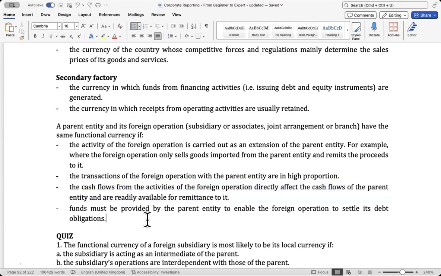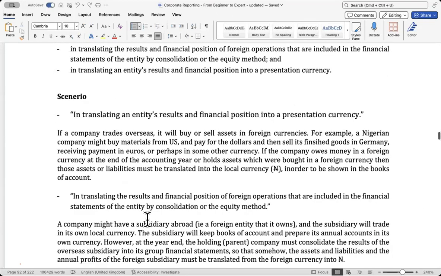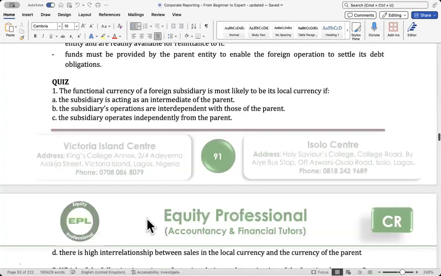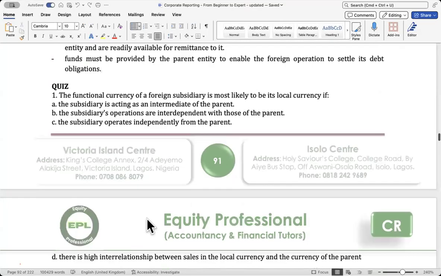Okay. So that's the first thing I need you to note here, this definition. Just to be sure that you're following, since it's been long since I did this, let's look at this quiz together. It says the functional currency of a foreign subsidiary is most likely to be its local currency if the subsidiary is acting as an intermediary, if the subsidiary operations are interdependent with those of the parent, if the subsidiary operates independently, or if there's a high interrelationship between sales and the local currency and the currency of the parent.